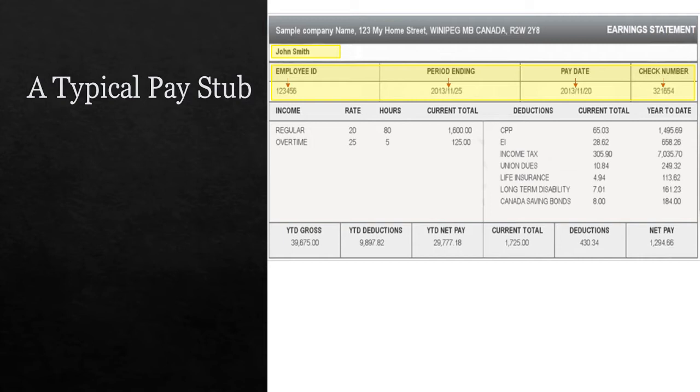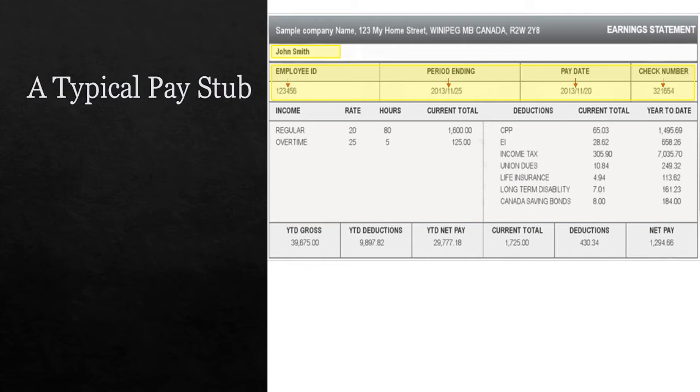And this pay stub, it doesn't say it on it, but I think this is for a 2-week period. And so period ending would mean that it's the 2 weeks leading up to 2013-11-25. So that would be November 25th, 2013.